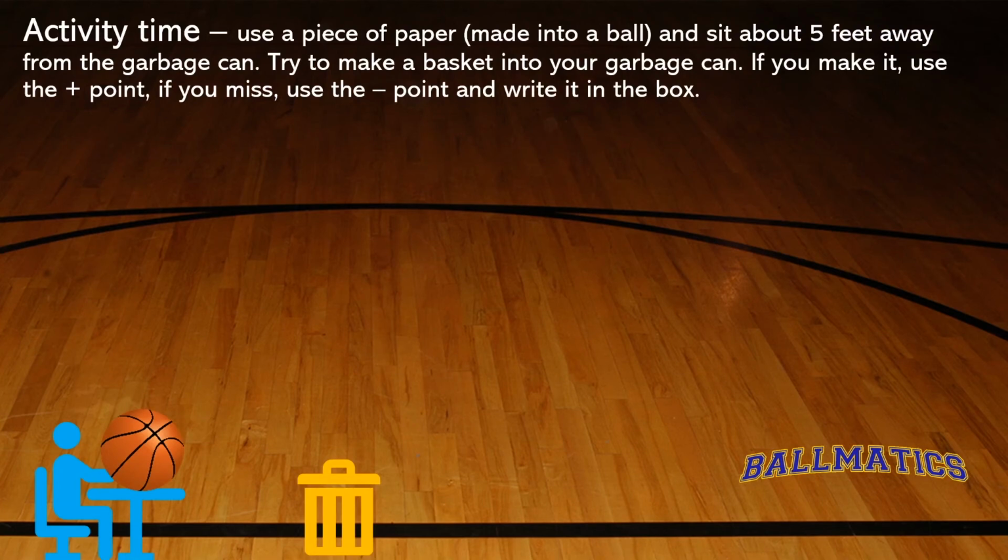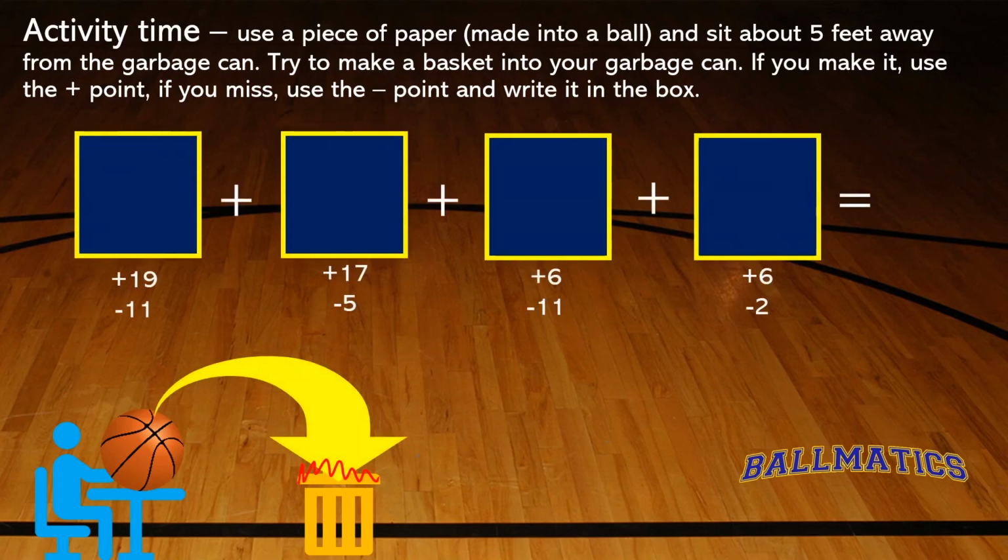Okay, so what are you going to do today? You're at home. You probably have a garbage can without a lid. We want you to take the lid off, and you might have a small little basketball, or you definitely have a piece of paper if you don't have a basketball. Scrunch up your piece of paper into a ball, sit about 5 feet away from a garbage can, and try to make a basket into the garbage can. If you make the basket, you're going to get a positive point that we assign. If you miss the basket, you're going to get a negative point, and you're going to write that in the box. So there are 4 boxes here, so you're going to try this 4 times.